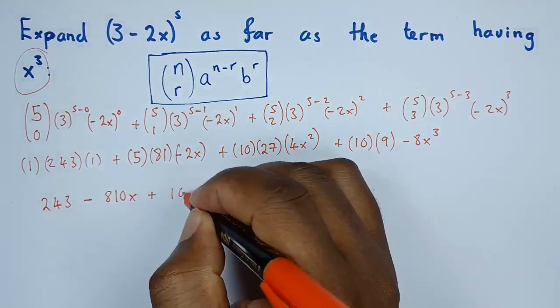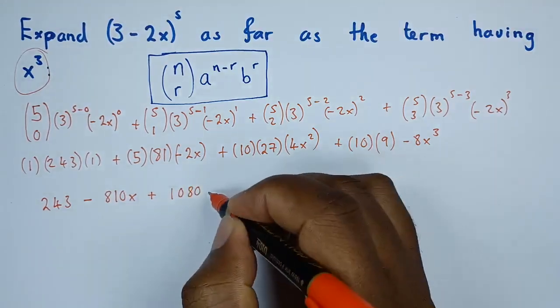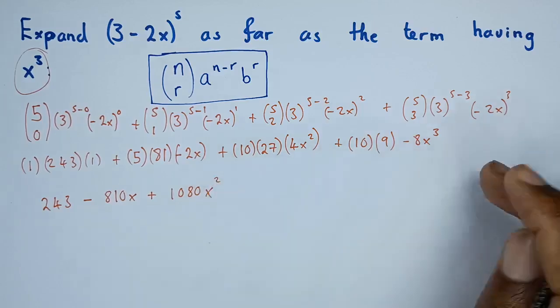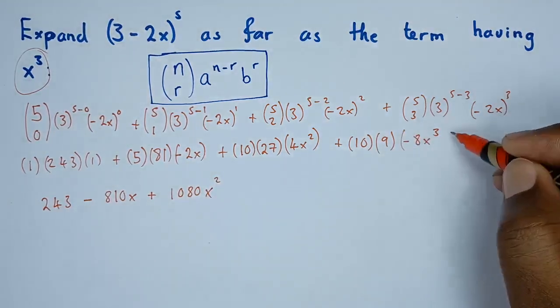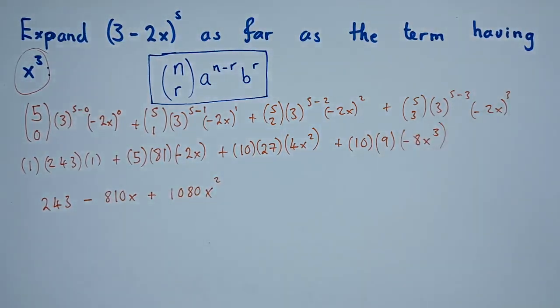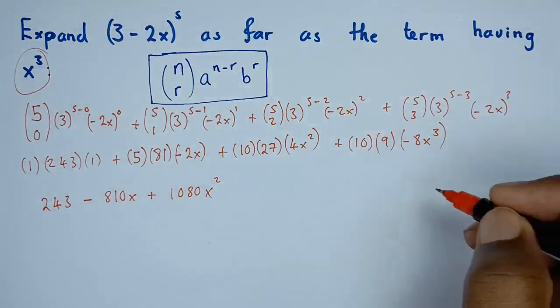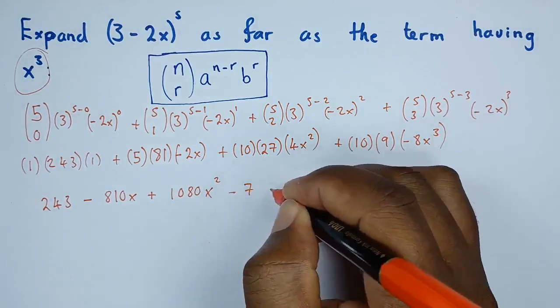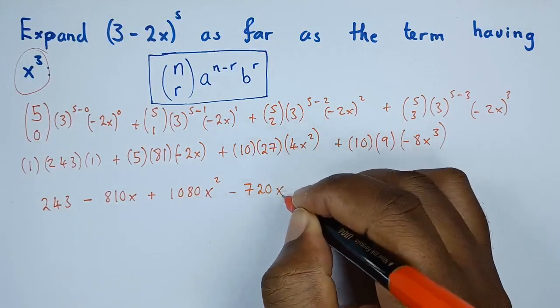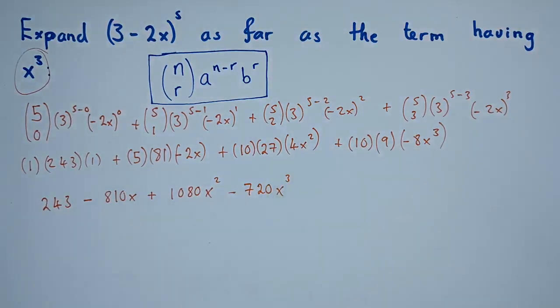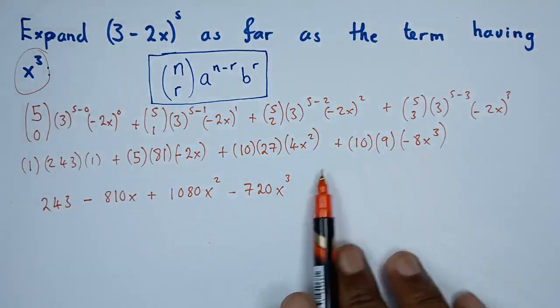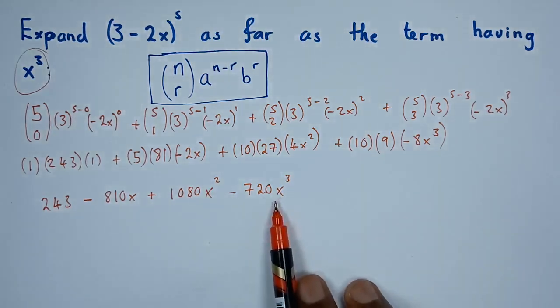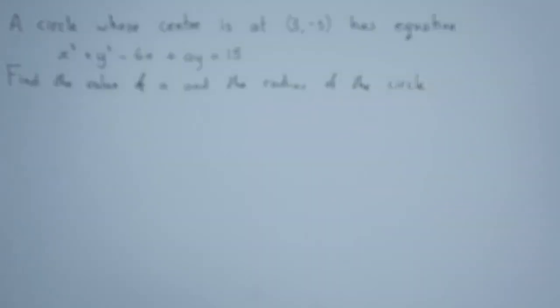So we have 1080x raised to the power 2. Here what we get, remember these are in brackets. So that is 90 multiplied by 8, which should give us 720. So it's a minus 720x to the power 3. So now we can see that we have expanded as far as x power 3. So this is how it's done.